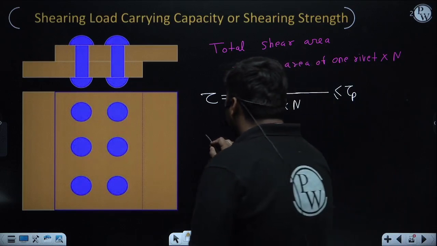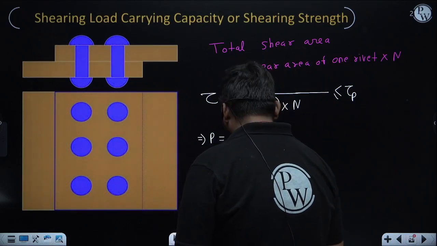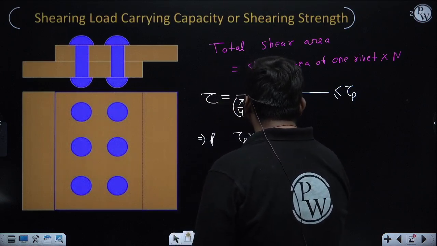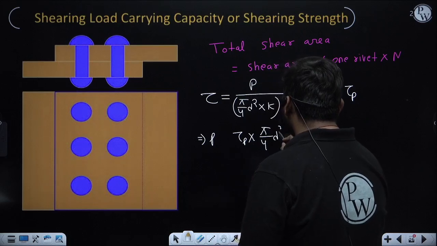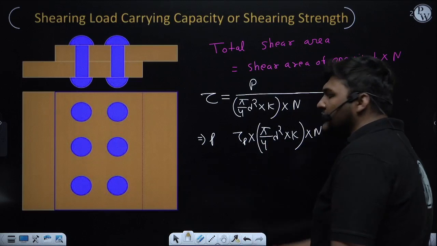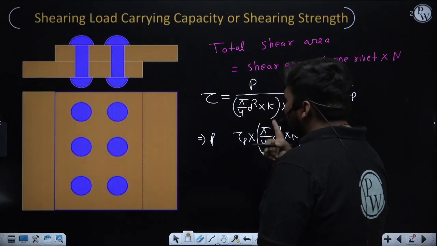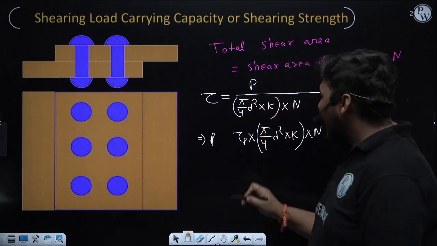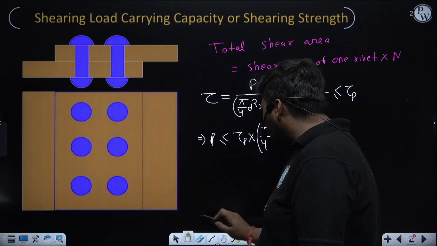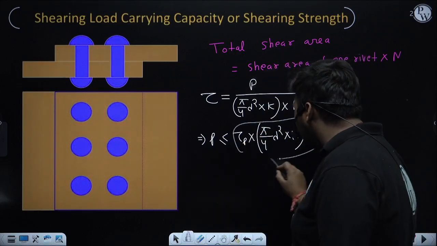Now from this equation, if we calculate the limiting value of P, it will come as tau P into pi by 4 d square into k, which is the shear area of one rivet, into capital N, that is the shear area of all the rivets. And it is the limiting value of P. Means, to avoid shearing failure, actual P should either be equal to this value or less than this value.